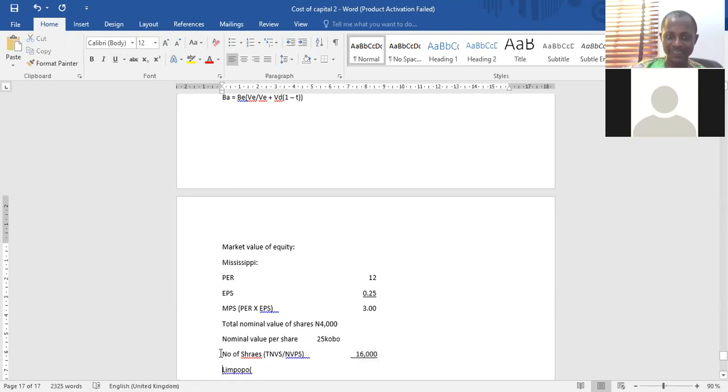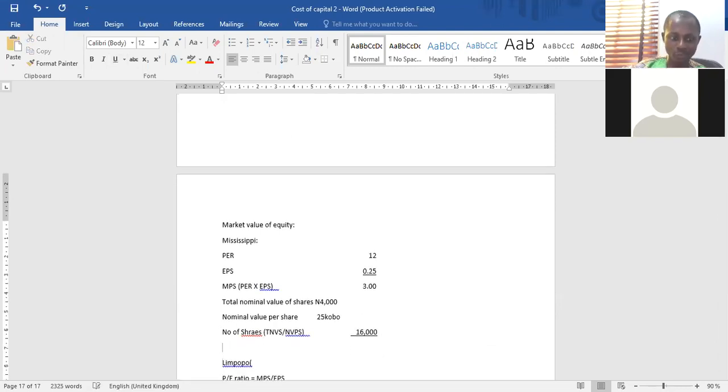then what is the total market value of shares? Total market value of shares will now be the 16,000 number of shares times 3, which is 48,000. So instead of going through all this, you can put it in just a simple equation and get your result.